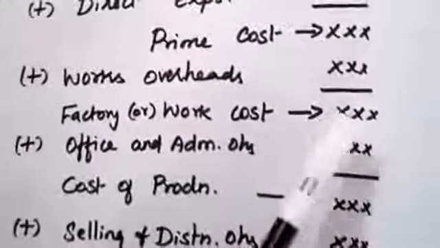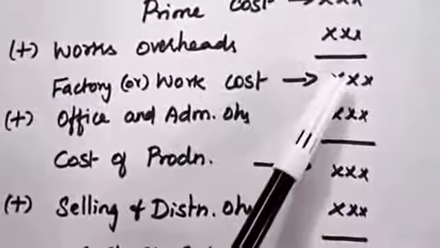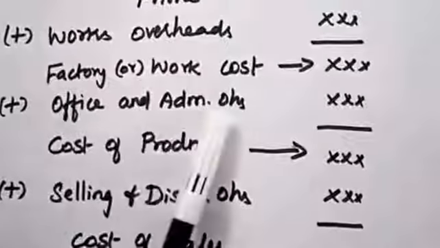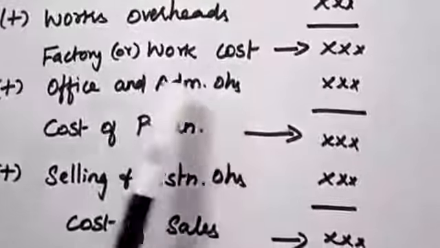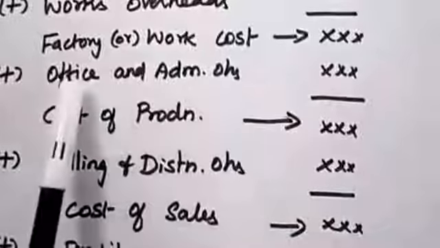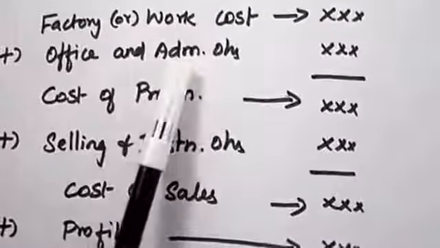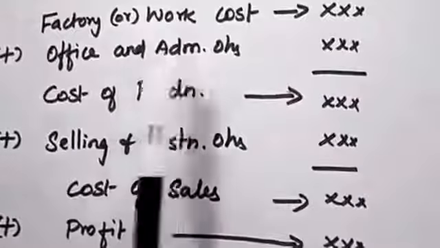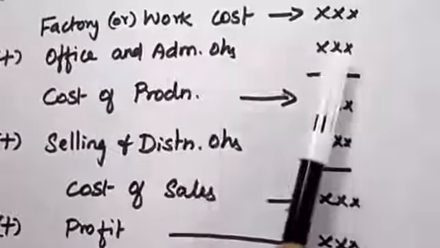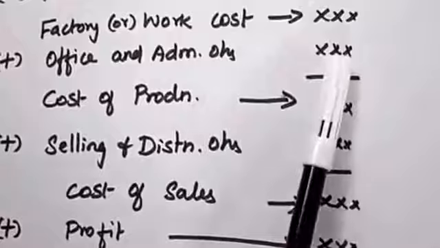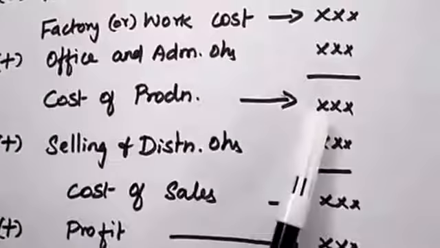And after finding the factory cost, the second step is office and administrative overheads. That is any expenses related to office and administrative purposes. All indirect expenses which come under this category, add them. After adding this, you will get the cost of production.